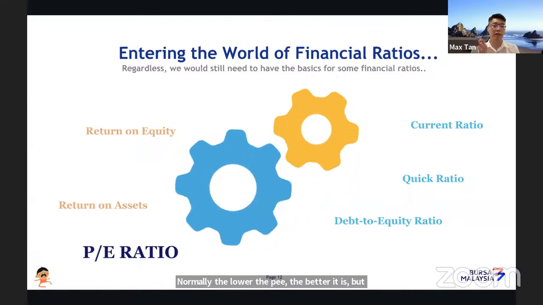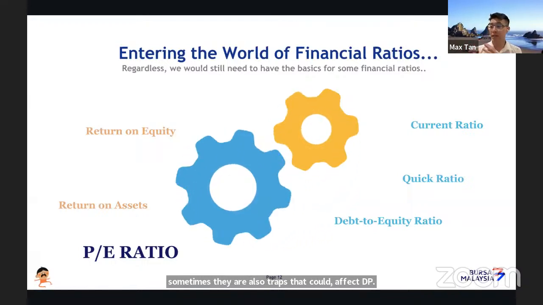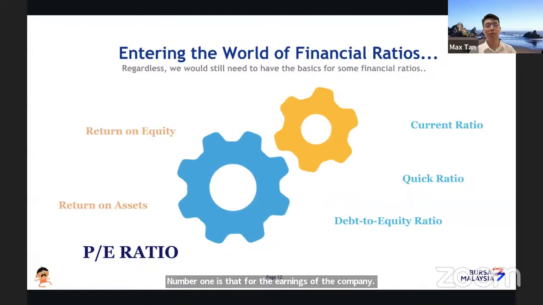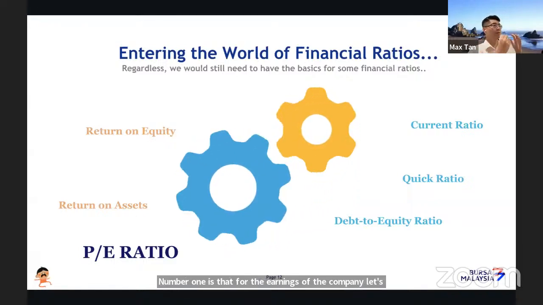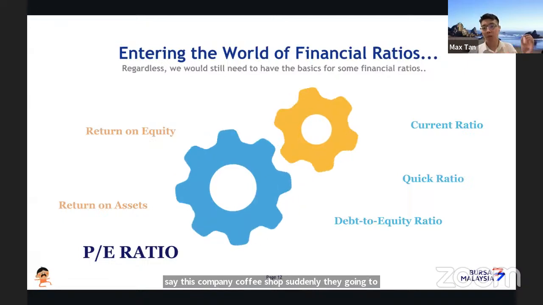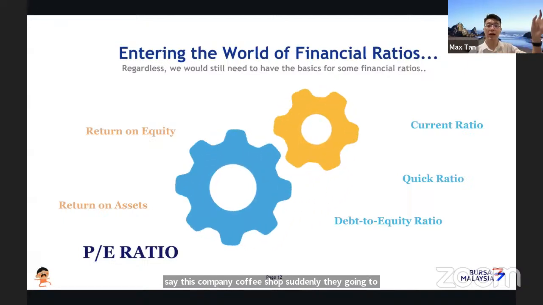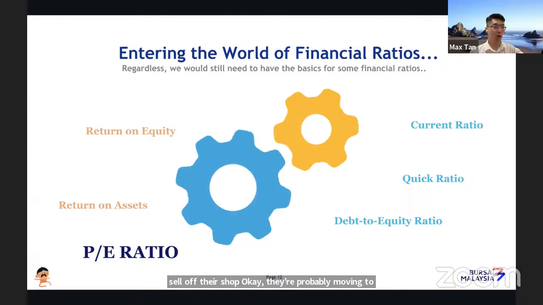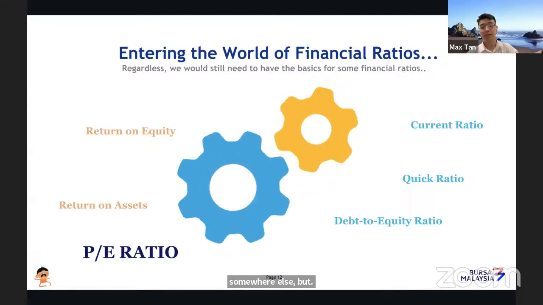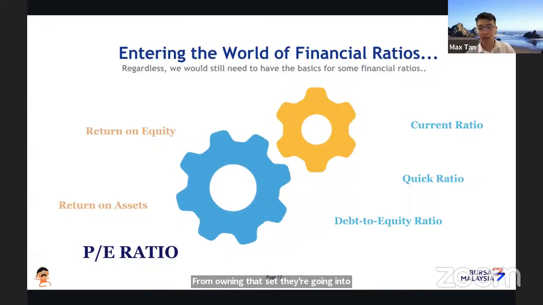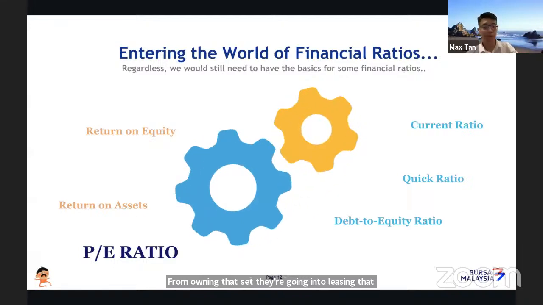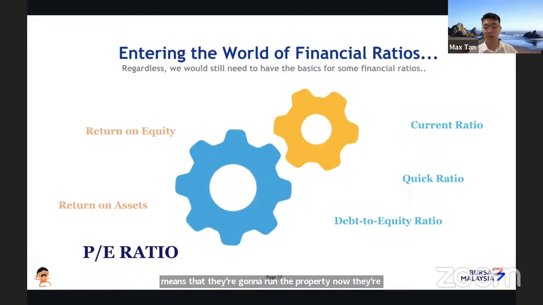Number one is that for the earnings of the company, let's say this company, a coffee shop, suddenly they are going to sell off their shop. Okay, they're probably moving to somewhere else, but from owning the asset, they're going into leasing. That means they're going to rent the property now. They're going to lease the property to run business there. Then they're selling off their old property.